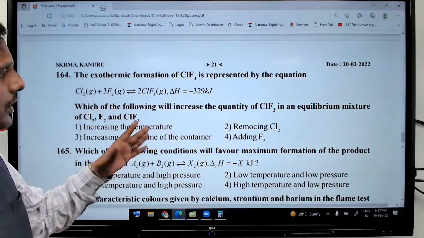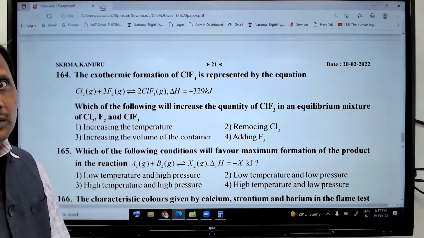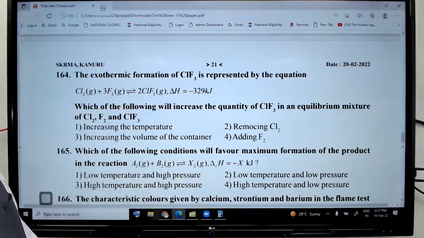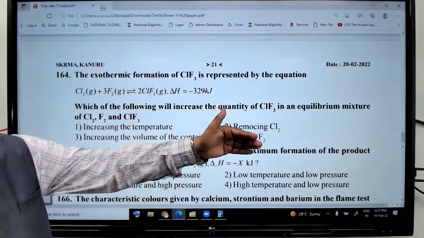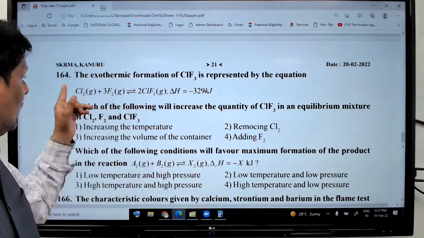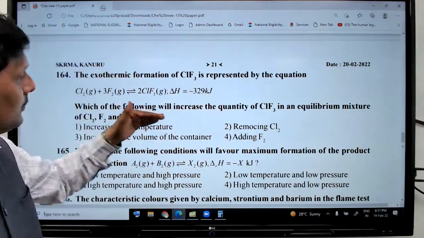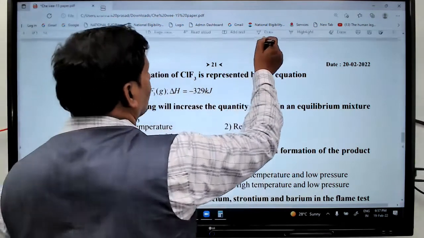Increasing the volume of the container: that is not related to us. Adding F2: F2 added, forward direction is favored. Whether the reactant alone or both are added, forward direction is favored. The answer is the fourth option.